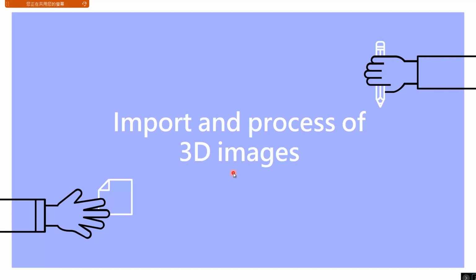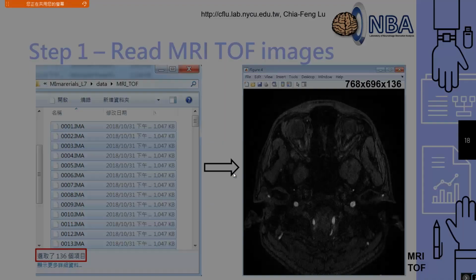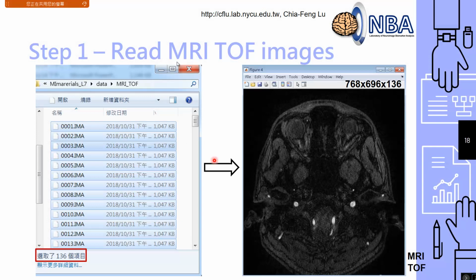Okay, so for the second part, I'm going to give you another example. We are going to do some practice on the MRI angiography. This is kind of the special technique for MRI that we can image the vessels using MRI, okay? And of course, because vessels are 3D structures, we also need to do the processing on these kinds of 3D images.